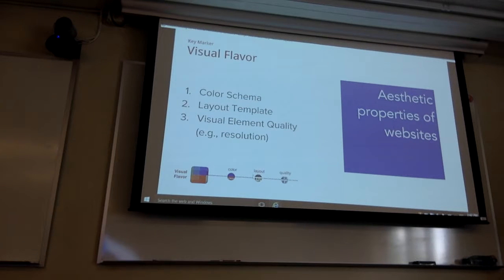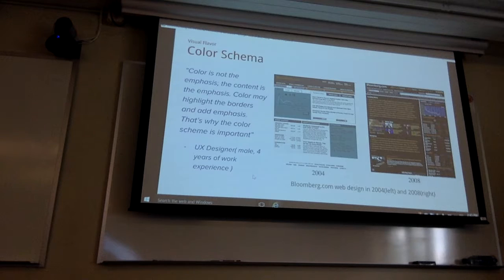The next key marker is visual flavor. It contains the color scheme, the layout templates, and the visual element quality. I only introduce the color scheme here because of the time limits. These are screenshots from Bloomberg in 2004 and 2008. We can see the two designs use totally different color schemes.